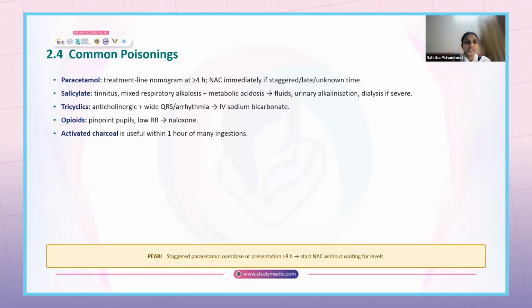These are the common poisonings: paracetamol, salicylate, tricyclic, opioids, and activated charcoal is the usually given treatment. Paracetamol, NAC is given immediately. Salicylate, the thing happening in the body is respiratory alkalosis, so we have to give fluids and alkalinization. Tricyclic antidepressants, we have to give IV sodium bicarbonate. Opioid, we have to give naloxone.